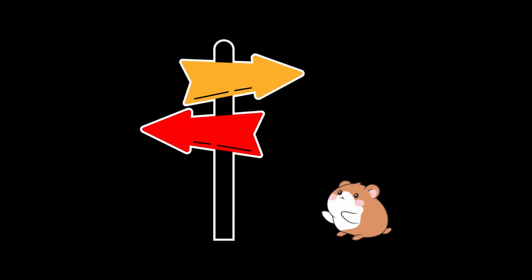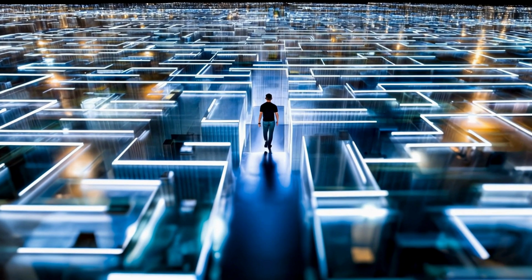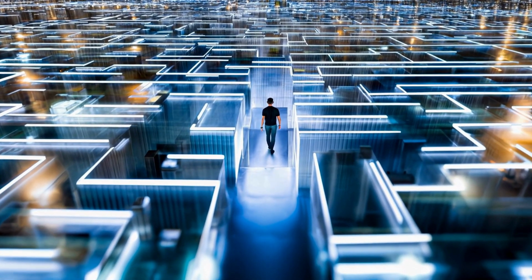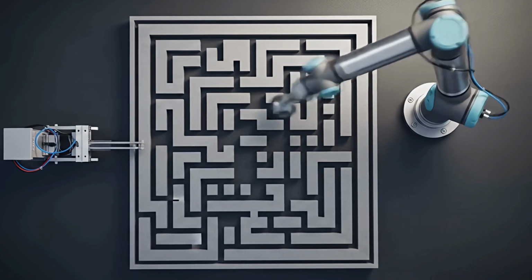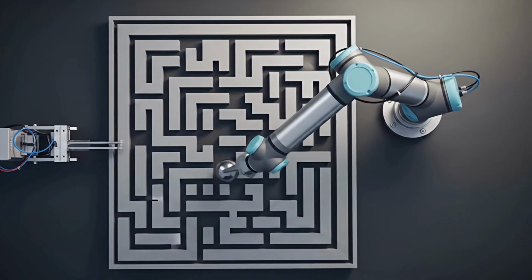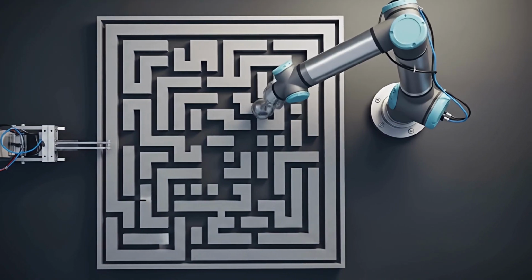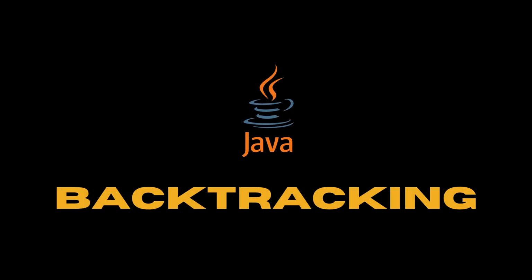Now there's a twist. The rat doesn't know the way. It tries moving in all possible directions. Up, down, right, left, until it reaches the end. If it hits a wall or dead end, it goes back and tries a new path. That going back part, that's backtracking.